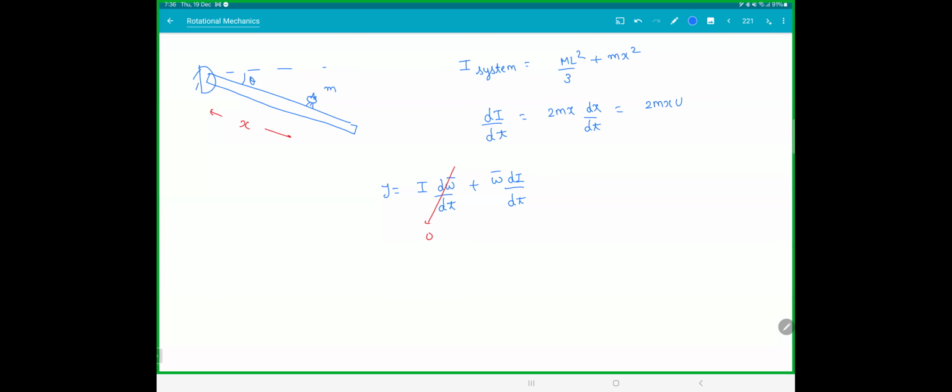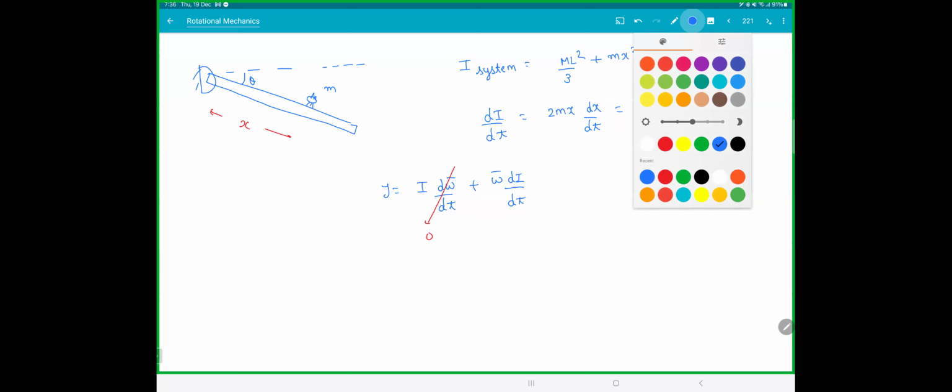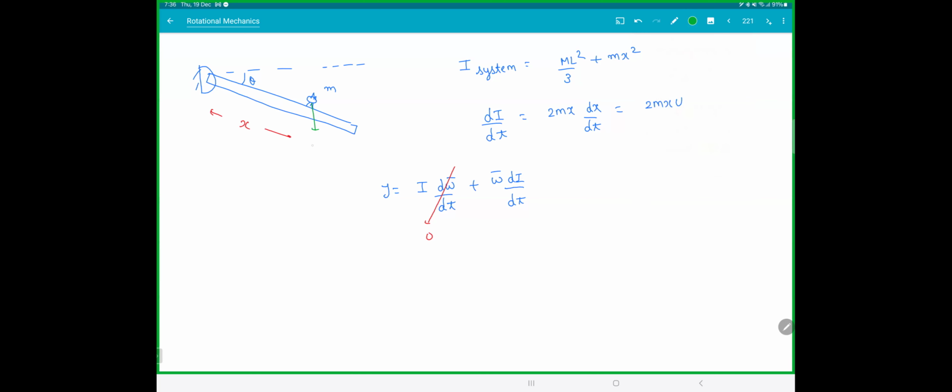How much will be the torque? The insect's weight is mg, the rod's weight is capital Mg. The torque also will depend on x and theta. I'll give you another 30-40 seconds.